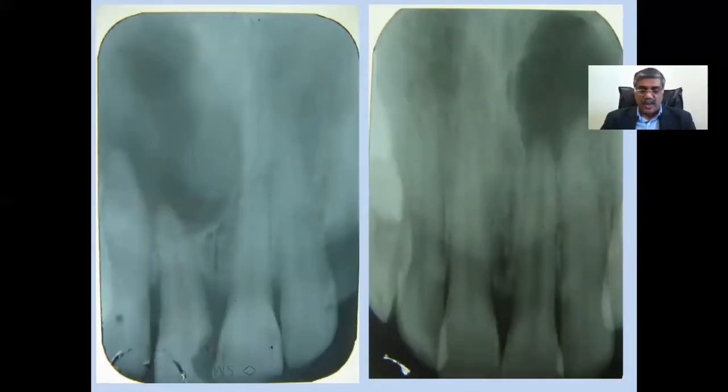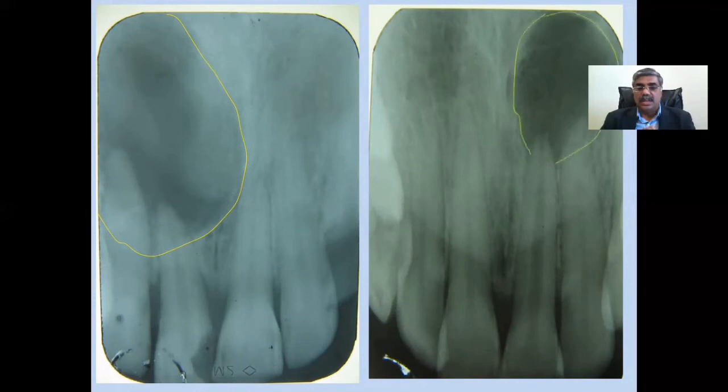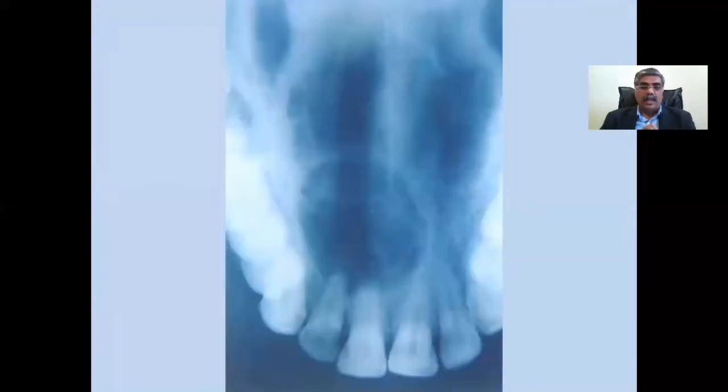Here are another two cases where you can see a large periapical cyst in the maxillary anterior region. Periapical cyst is very common in the maxillary anterior region. It is one of the odontogenic inflammatory cysts. The most common odontogenic cyst is the periapical cyst, and it is common in the maxillary anterior region. Another occlusal view showing the classical appearance of a periapical cyst.